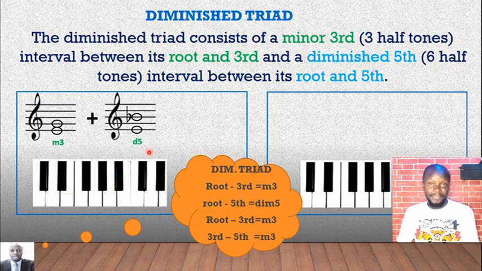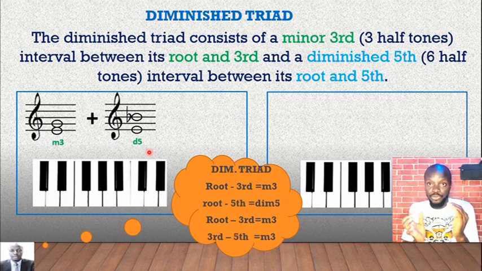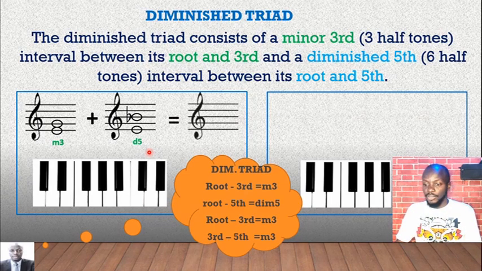Remember, a perfect fifth is from E to B, which is 7 semitones, but this is just 6 semitones, not 7. It's short by a semitone. So diminished means reduced, it means shrunk. All right, now let's continue. When you add these together, you have E, G, and B flat. That is E, G, and B flat in this way.